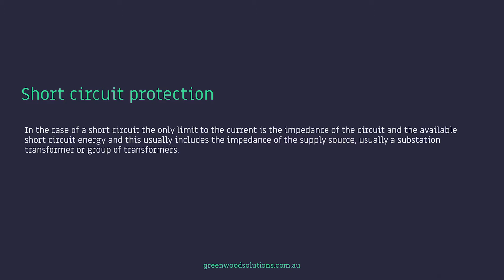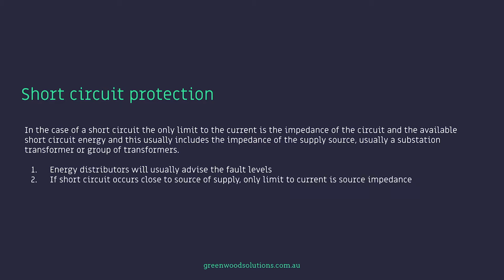Now in the case of a short circuit, the only limit to the current is the impedance of the circuit and the available short circuit energy, and this usually includes the impedance of the supply source, which in most cases is a substation, transformer, or a group of transformers. Now the energy distributor, the DNSP, will usually advise the fault levels for the particular transformer in question. If the short circuit occurs close to the source of supply, the only limit to the current is source impedance. A fault of zero impedance is often called a bolted fault.